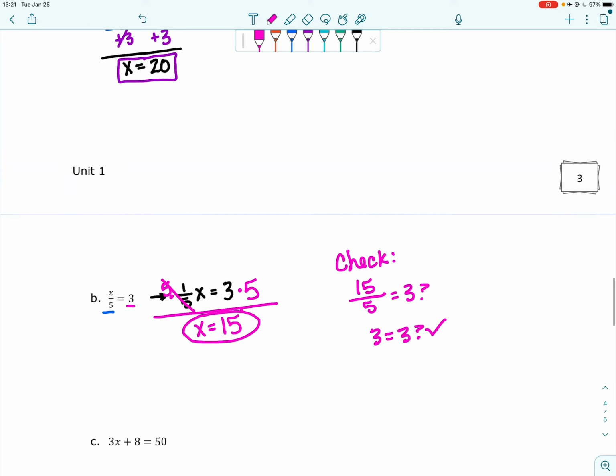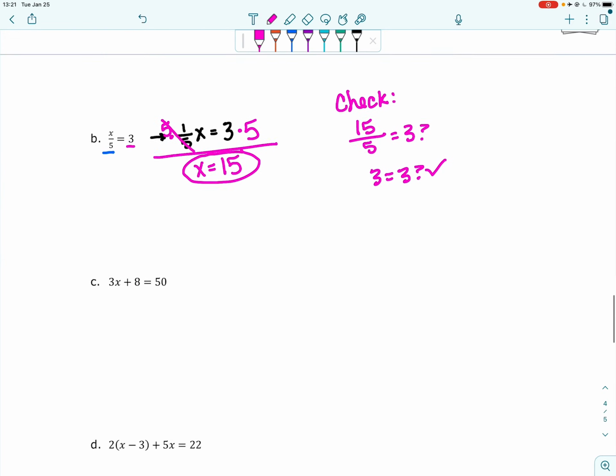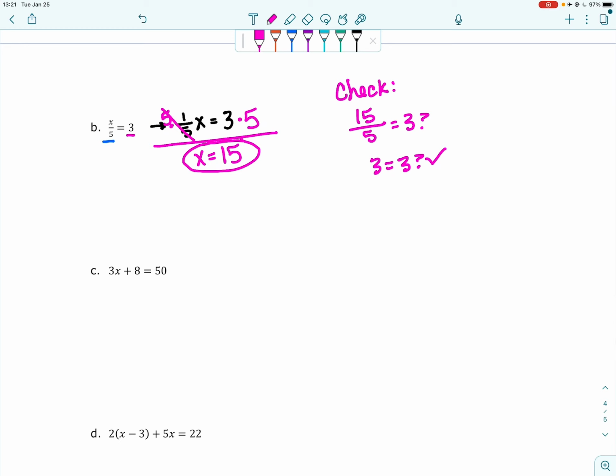These are both one-step equations. Now let's look at a two-step equation. 3x plus 8 equals 50. So here is a variable term, a constant, and a constant.